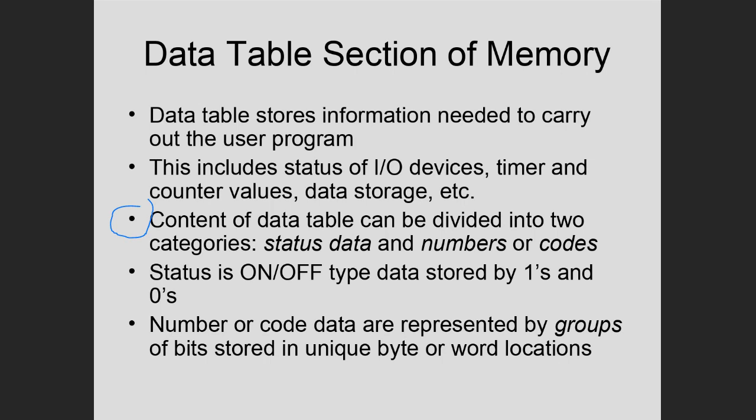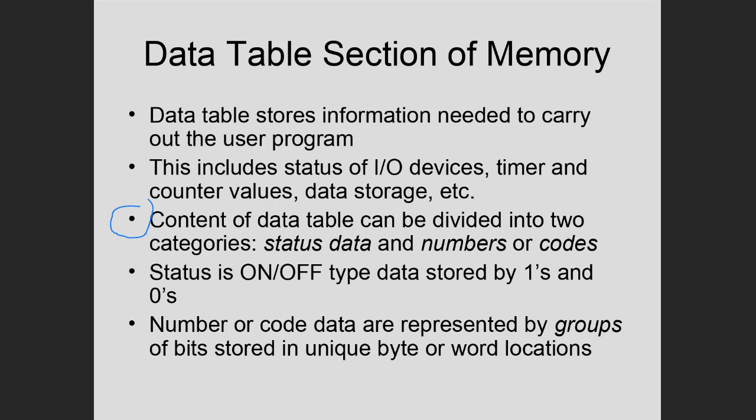Status data is what you think it is. If the status of a switch or button is open, then in that particular cell that it's mapped to, that will be stored as 0. If that particular button or switch is closed, it's a 1. The status of the switch, open or closed, is represented by a binary 1 or 0, and so that can be recorded in the data table. Or the data table can store numbers or codes.